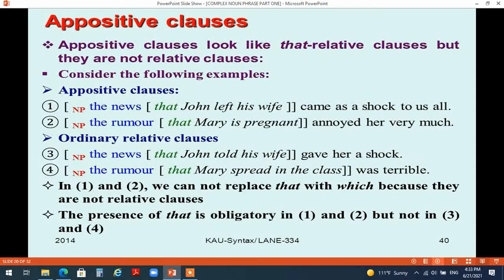رح تكون جملتين خاطئتين. إذن هذا دليل على أنه ما أقدر أستبدل that وأستخدم which. إذن I have appositive clauses. أما في المثالين الثالث والرابع that ممكن أنه أستبدلها وأستخدم which. I can say the news which John told his wife or the rumor which Mary spread in the class. وراح تكون جملتين صحيحتين تماما. إذن معناها في هذه الحالة ما دام أقدر أستبدل that وأستخدم which بدلا عنها معناها I have relative clauses.